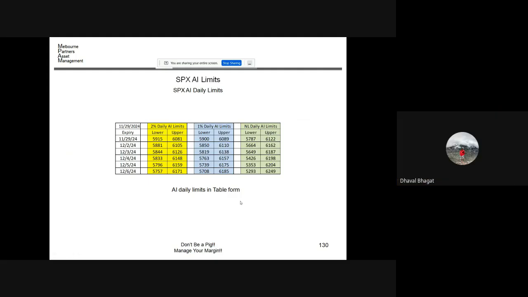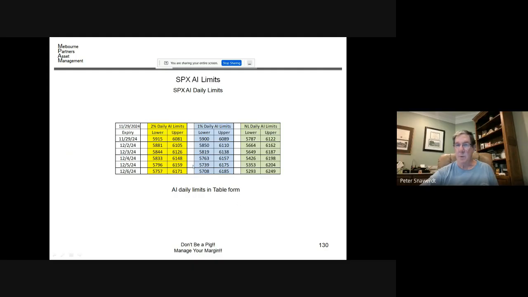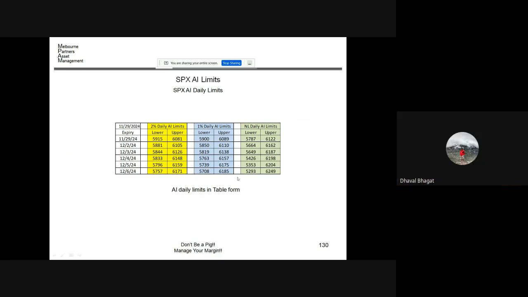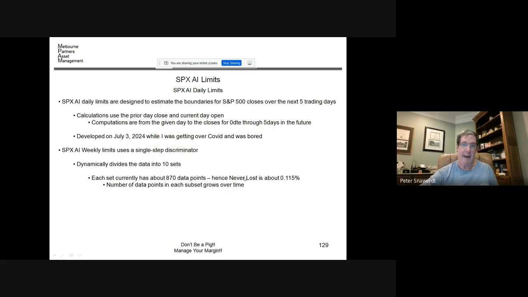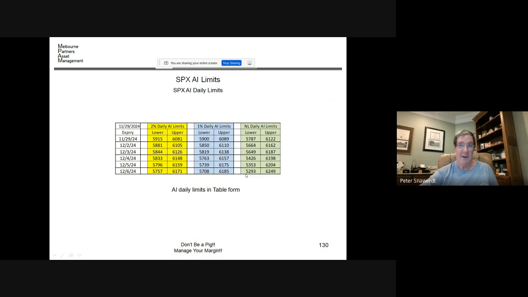So historically, I have only used this for 0DTs, but I think what I'm hearing is it's okay for farther dated out as long as, right? Realize 1% can still lose. Yeah. Never lost doesn't mean never will lose. It's just that I have, with 870 data points, the odds of me losing on any given day in the future are 1 in 870. I feel pretty good about that.